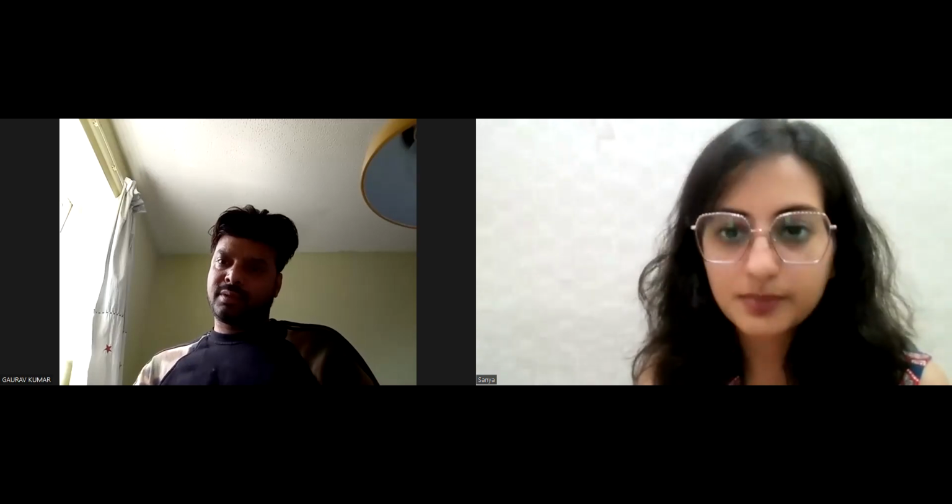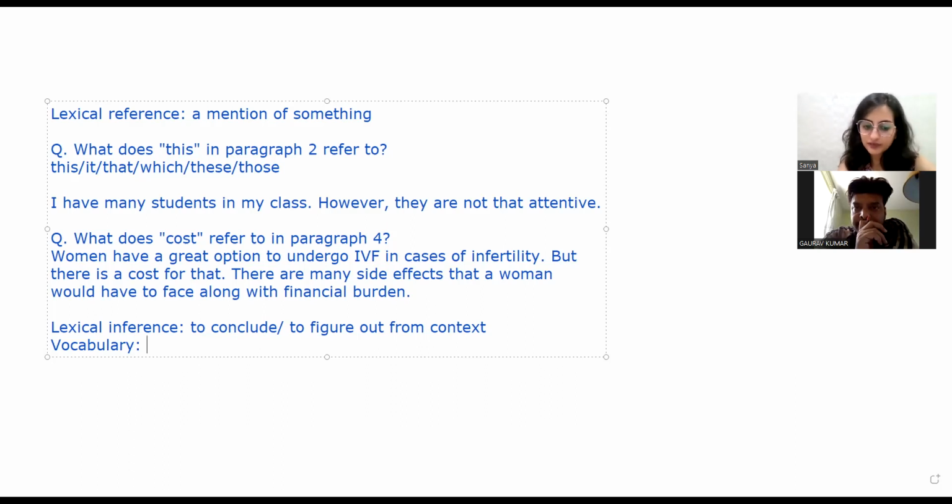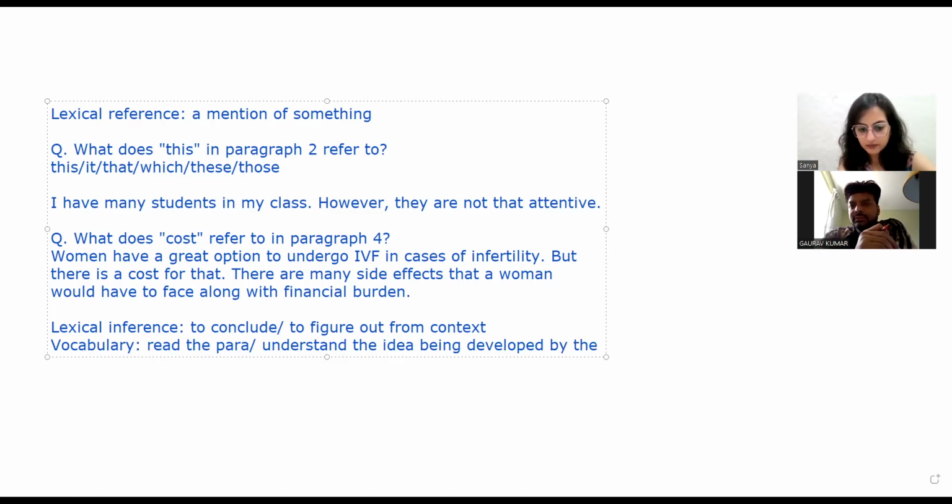Okay. Now, one more thing I wanted to cover. We have spoken about lexical reference, particularly the pronouns. Another one I was discussing with you was lexical inference. In inference, sometimes they can give you vocabulary, asking what the meaning of this word is, and you have to figure it out from the context. It means you have to read the paragraph and understand the idea being developed by the writer. Okay, so this is for the vocabulary.